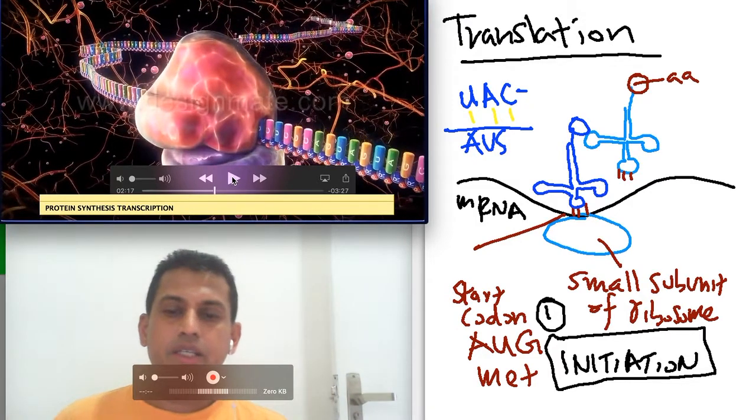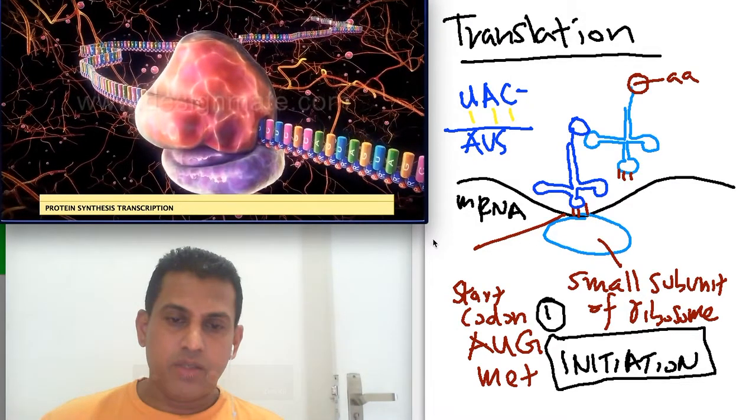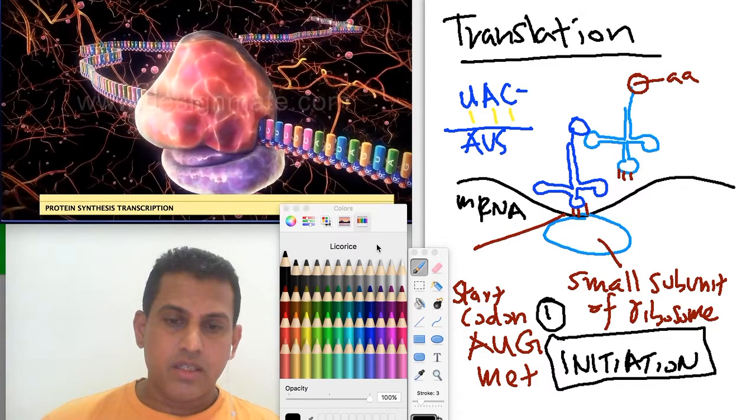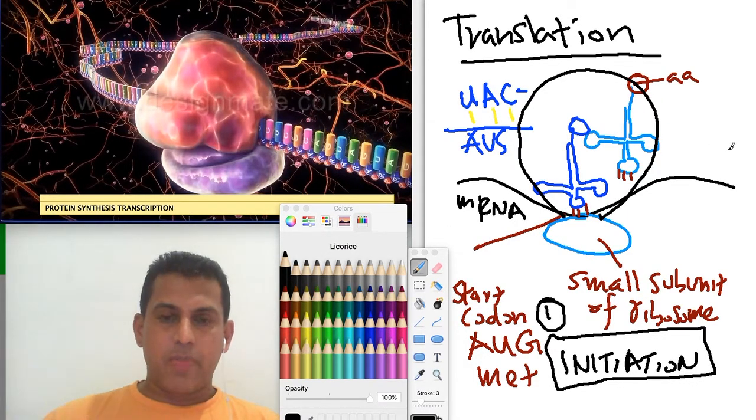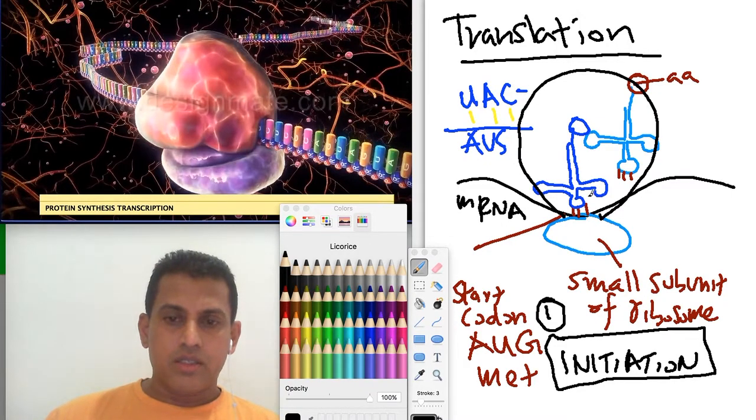Let's complete the initiation stage. The large subunit of the ribosome binds here. So, a summary of the initiation stage: the small subunit binds, and the tRNA binds to the initiation codon, the start codon.